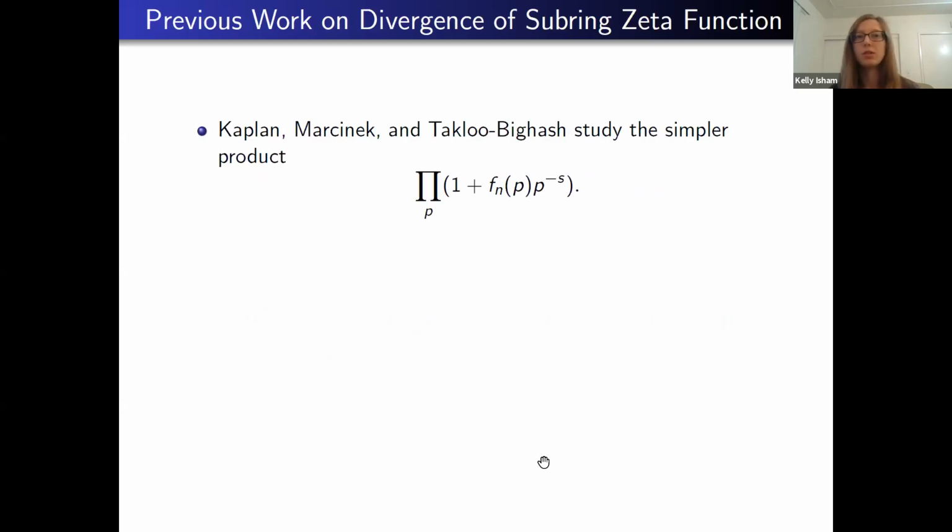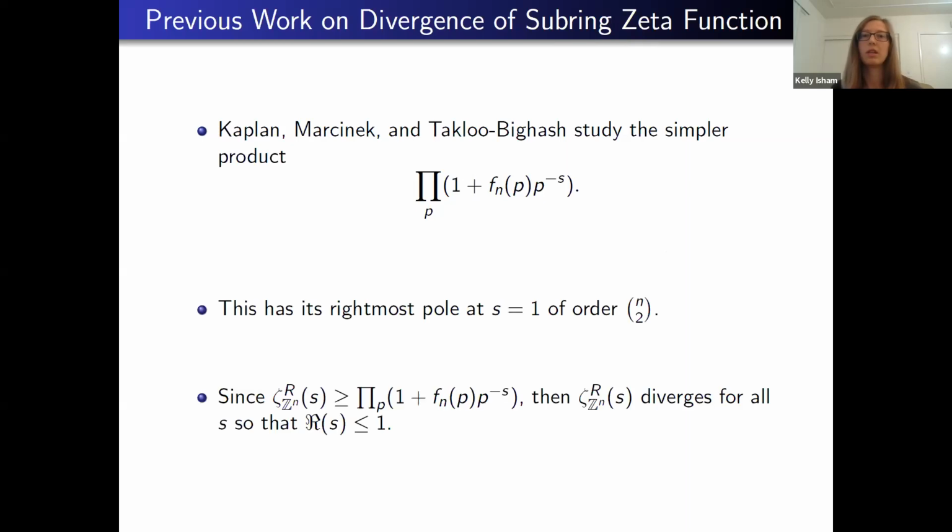So to start, we can give some results by Kaplan, Marcinek, and Takloo-Bighash. There's a few ways to study the divergence. What they do is they define this simpler Euler product. This is just the first two terms in the local factors of the subring zeta function. And since this is a simpler product, they can actually compute the rightmost pole, and they know exactly what the order of this pole is.